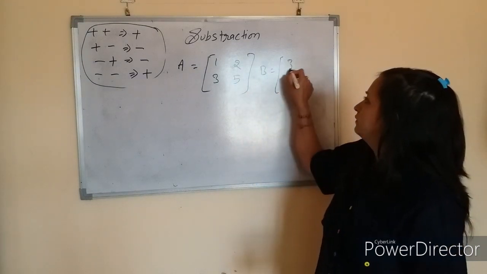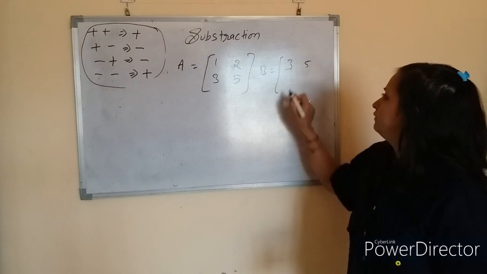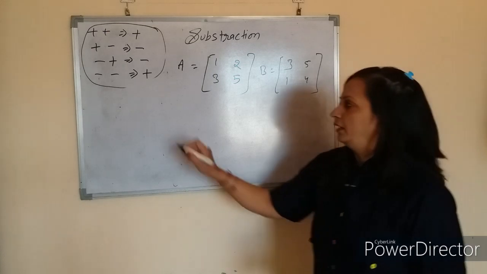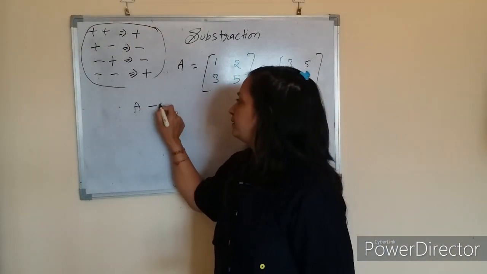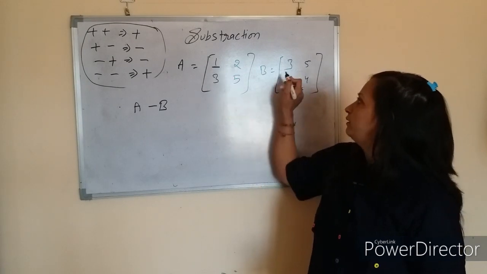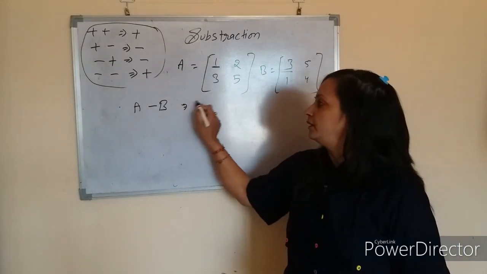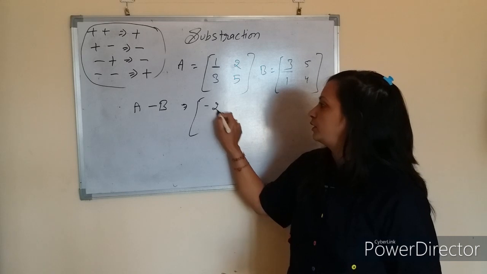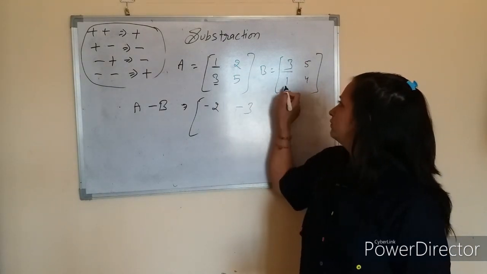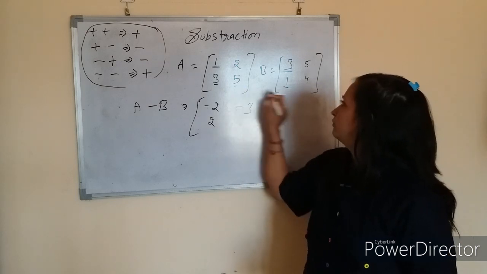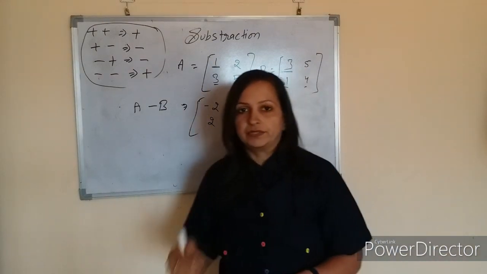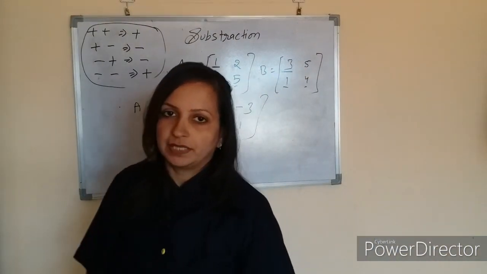So I am having this matrix A, and B I am having 3, 5, 1, 4. Okay, and what I have to do, I have to subtract A minus B. So I am having 1 minus 3. So I think you can answer, 1 minus 3 is equal to minus 2. 2 minus 5 is equal to minus 3. 3 minus 1, that is 2, and 5 minus 4, that is 1.